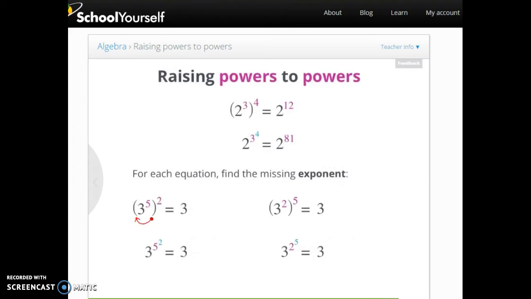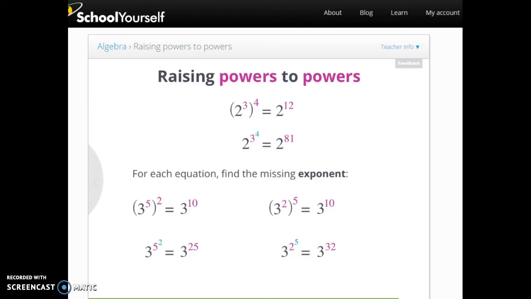Great, because of the parentheses here, you're first raising 3 to the 5th and then squaring it. So that's a total of 10 3's being multiplied, and this is 3 to the 10th. You get the same answer over here, raising to the 2nd and then to the 5th. But down here, order of operations says to evaluate the 5 squared before doing anything else, so this is 3 to the 25th. And over here, 2 to the 5th is 32, so this is 3 to the 32nd.